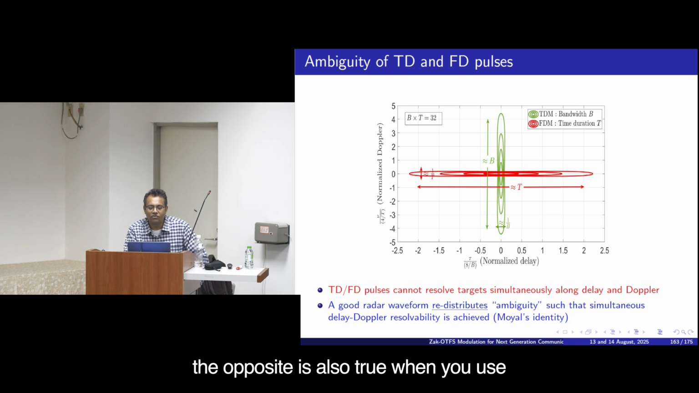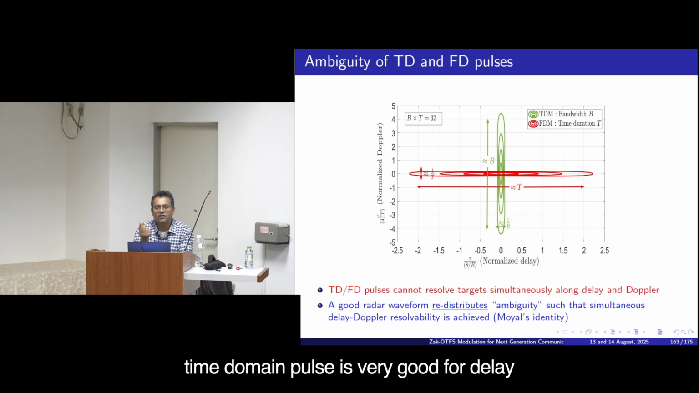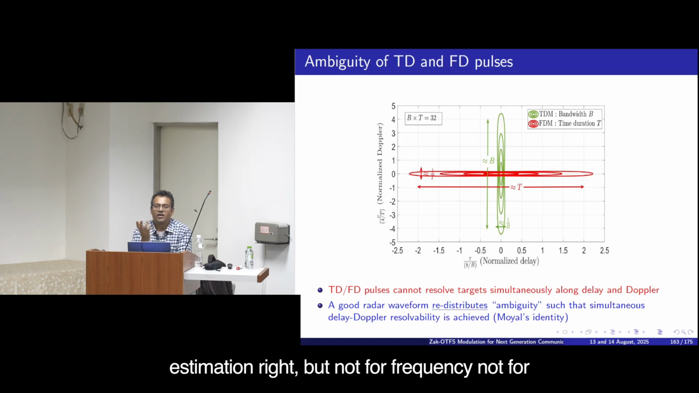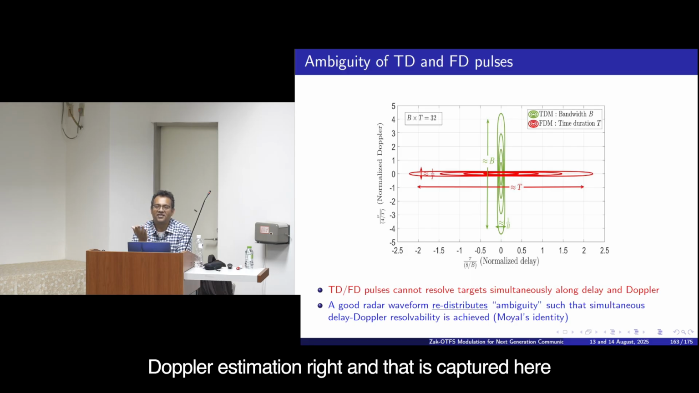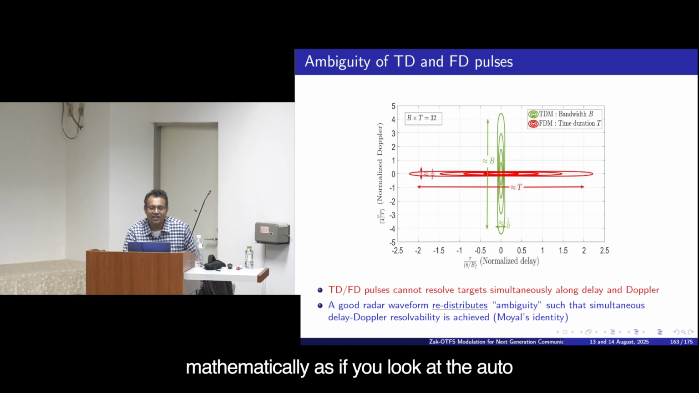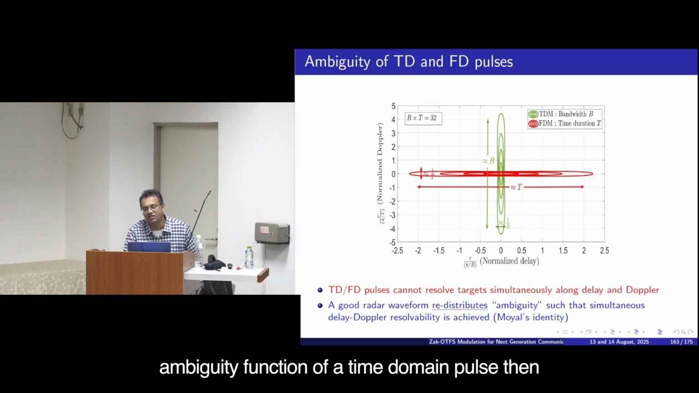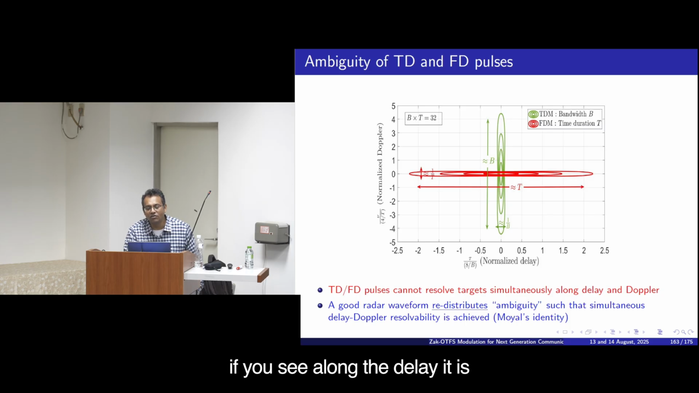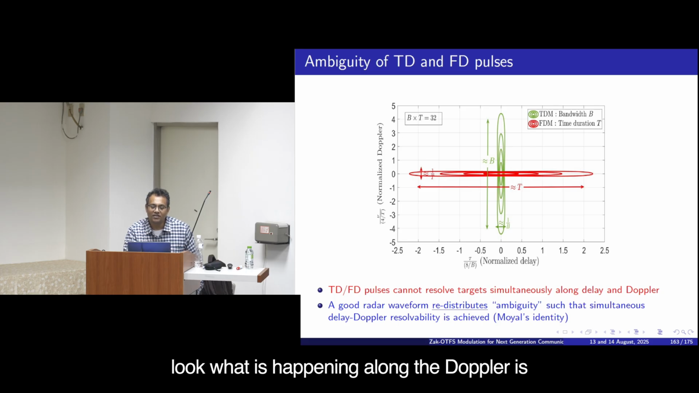And the opposite is also true when you use a time domain pulse. A narrow time domain pulse is very good for delay estimation, right? But not for frequency, not for Doppler estimation, right? And that is captured here mathematically as, if you look at the auto ambiguity function of a time domain pulse, then along the delay it is very narrow, it is 1 over B. But look what is happening along the Doppler, it is equal to B itself.